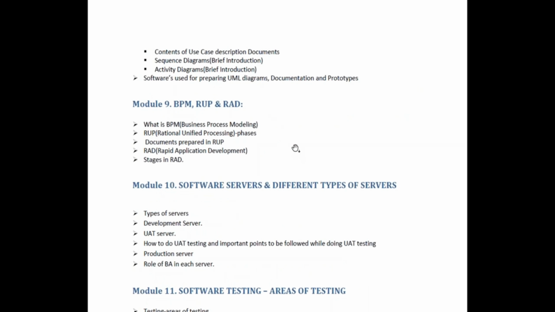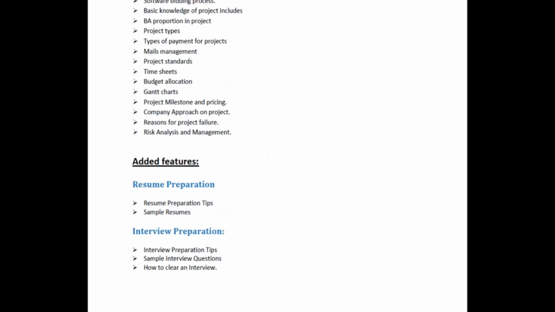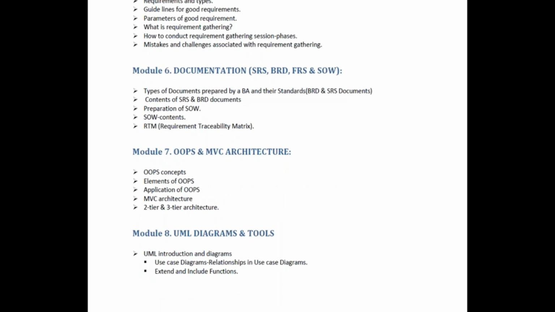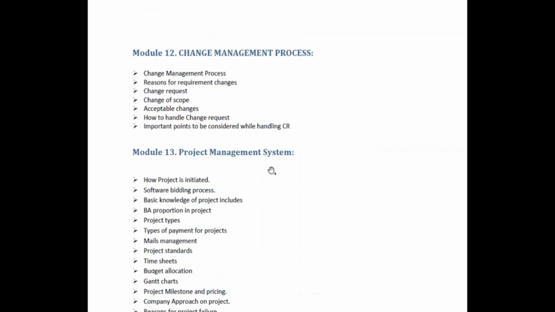Module number 7 is not required, but for the business process modeling and the documents prepared in RUP, I can explain in brief, an overview. OOPS and MVC architecture is purely technical. UML diagrams we can cover, and BPM, RUP, RAD I can cover. Module numbers 10 and 11 also I can cover. And 12. And do you want me to explain module number 13 also?